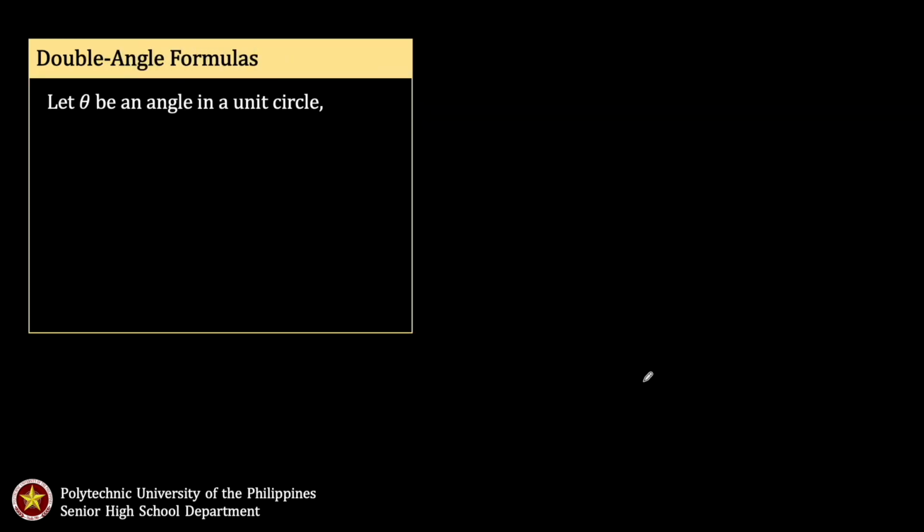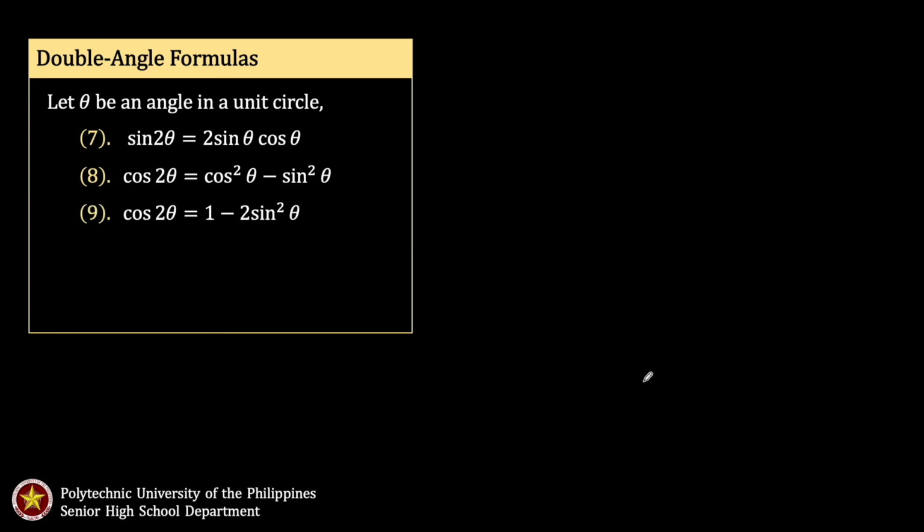Now, let us summarize the double angle formulas. Let theta be an angle in a unit circle. For formula number 7, sine 2 theta is 2 sine theta cosine theta, while cosine 2 theta is just cosine squared theta minus sine squared theta. Formula number 9, the alternative form of cosine 2 theta is 1 minus 2 sine squared theta. Number 10, another alternative form of cosine 2 theta is 2 cosine squared theta minus 1.